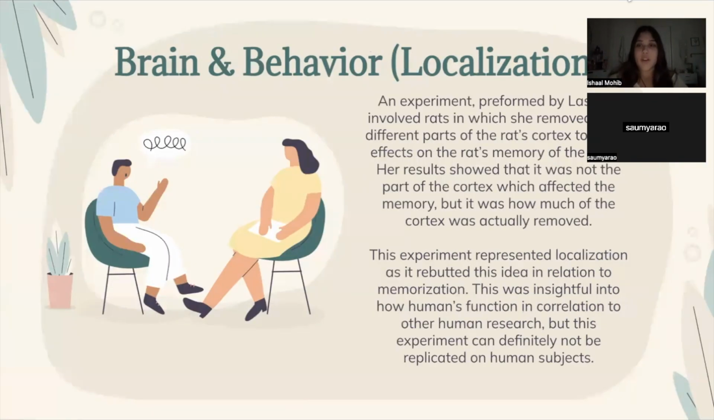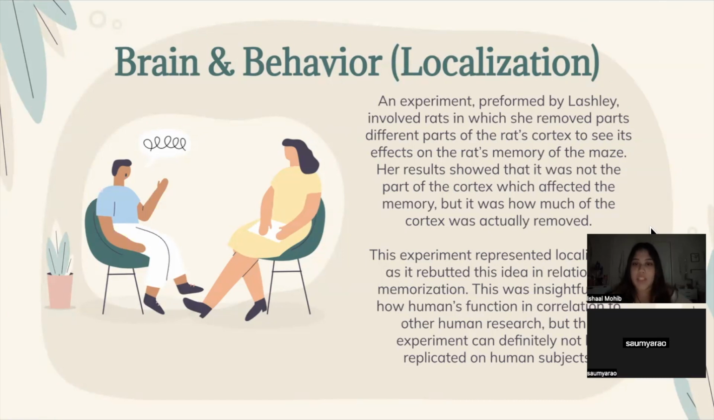Brain and behavior in terms of localization. An experiment performed by Lashley involved rats, and she removed different parts of the rat's cortex to see its effects on the rat's memory of a maze that it was put through. Her results showed that it was not the part of the cortex that affected the memory, but how much of the cortex that she removed that affected their ability to memorize the maze.